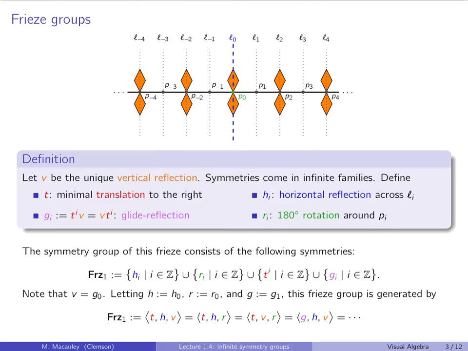As I said before, notice that V is just G naught. And if we let H, R, and G denote the most basic reflections, rotations, and glides, so H is the reflection across this central axis, R is a rotation about this central point, and G_1 is just a glide one step to the right, then we can say that this frieze group is generated by any of these three symmetries.